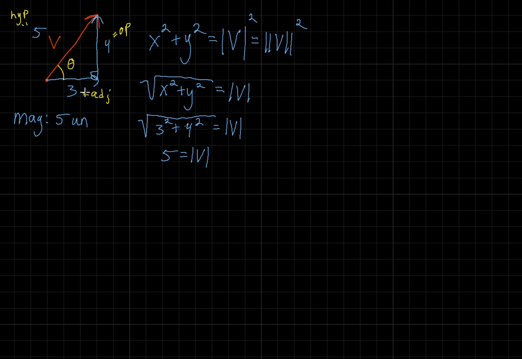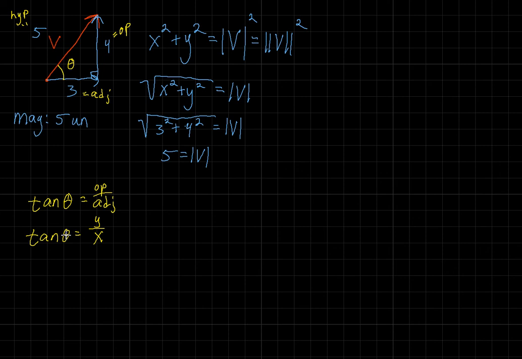So which trig function uses the adjacent and the opposite? Well, that's tangent. The tangent of theta is equal to opposite over adjacent. So in our case, the tangent of theta is equal to the y component over the x component.